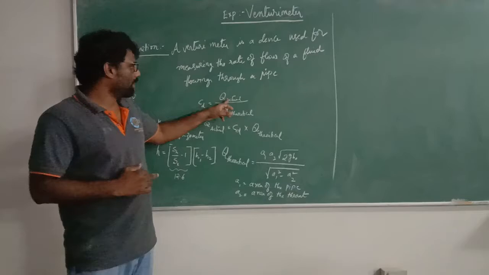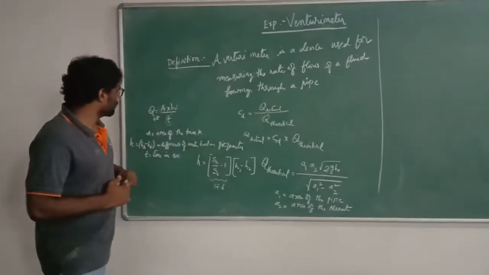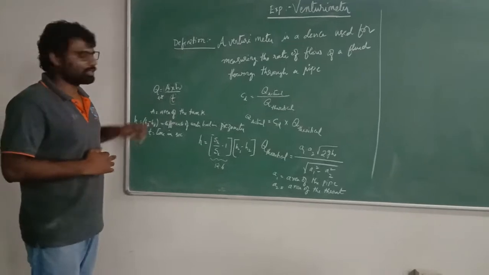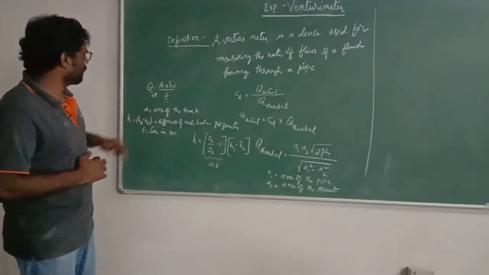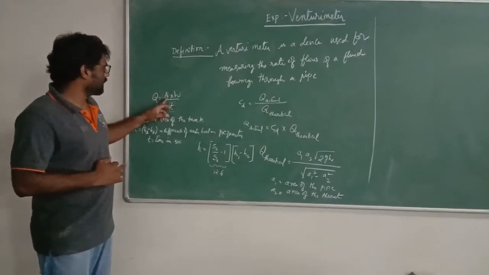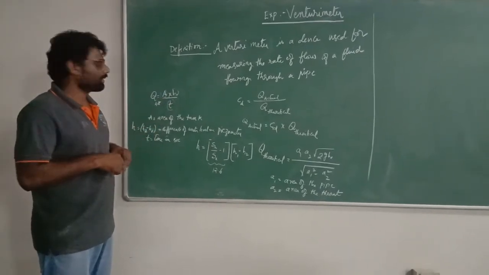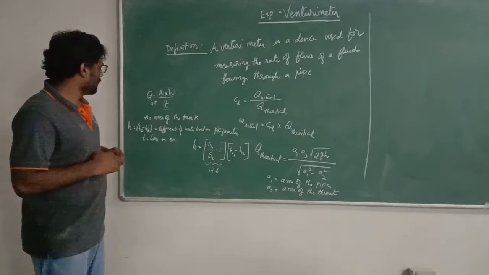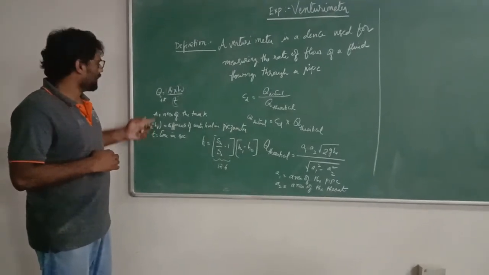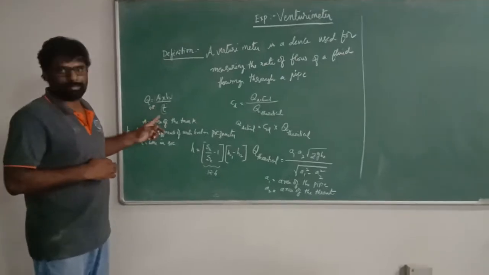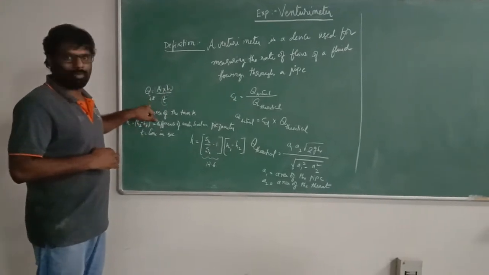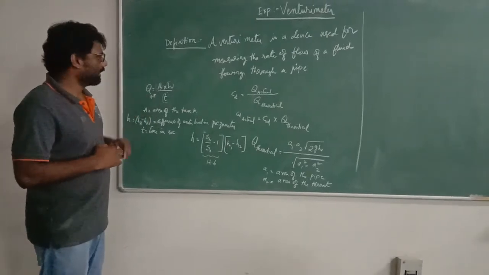To find out the Q actual, we have a formula: Q actual is equal to A into H by T. This is the formula which we use to find out the Q actual. Here A is the area of the tank, H is the difference of water levels in the piezometer, and T is the time in seconds. The Q actual value we will get from the experiment.